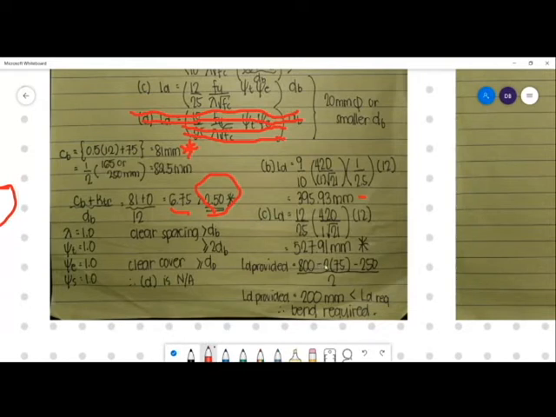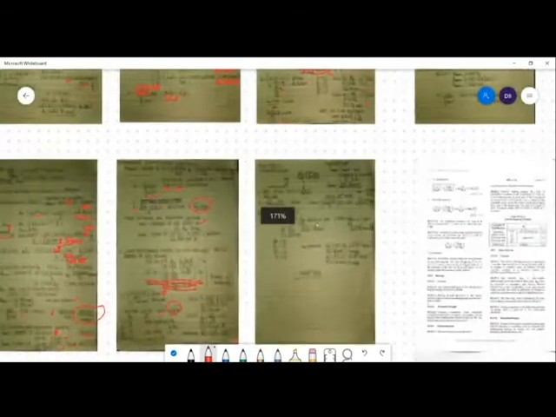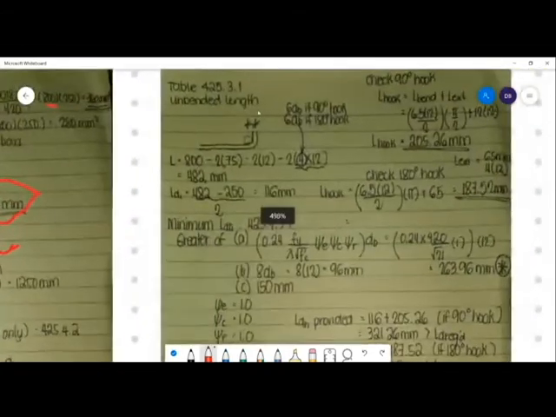So Ld provided for the main bars, 800 minus 2 times concrete cover minus the length of wall over 2, is equal to 200 millimeter, and less than the required development length. So we're going to do hooks with this one. Okay, so how do we do hooks here? Paano natin gagawing hooks yan?